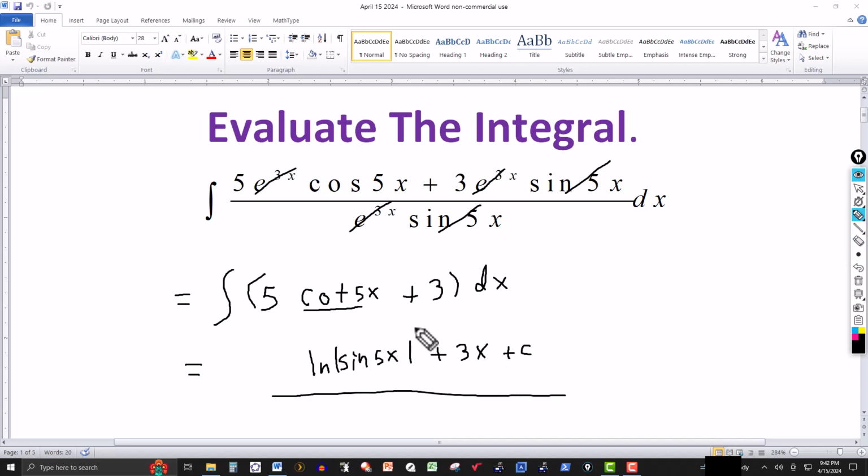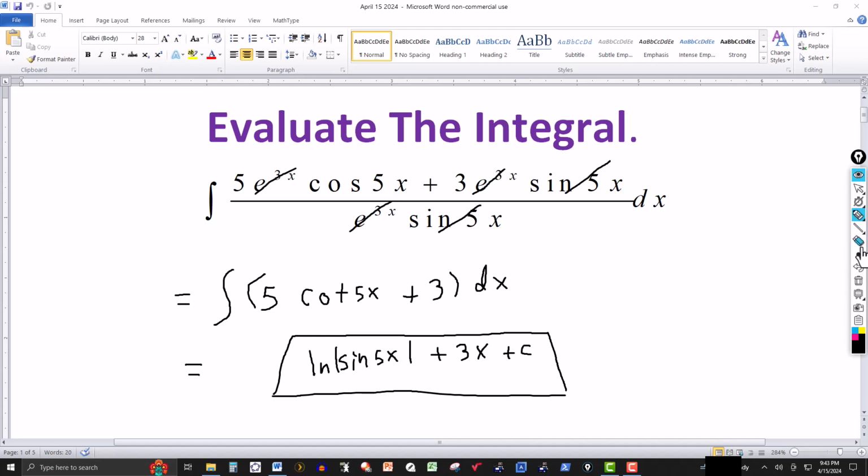And let's check it here. The derivative of 3x is 3, that's part. The derivative of the natural log of sine of 5x with respect to x is 1 over the sine of 5x, so that comes to the denominator. And the derivative of sine of 5x is cosine of 5x times the derivative of the 5x, which is 5. And that gives me the original integrand there. So that would be the answer working it this way.